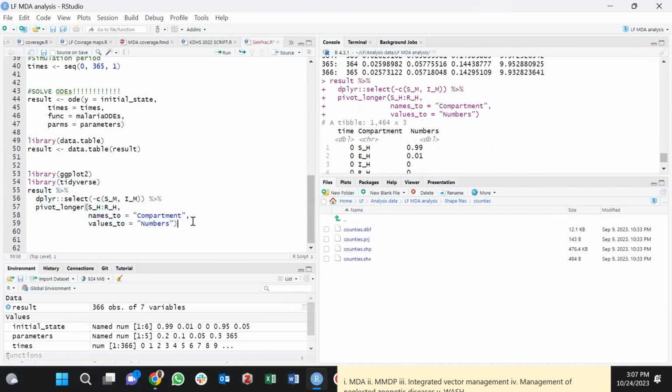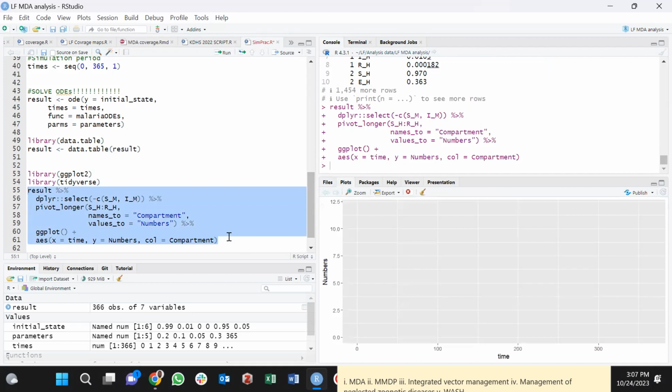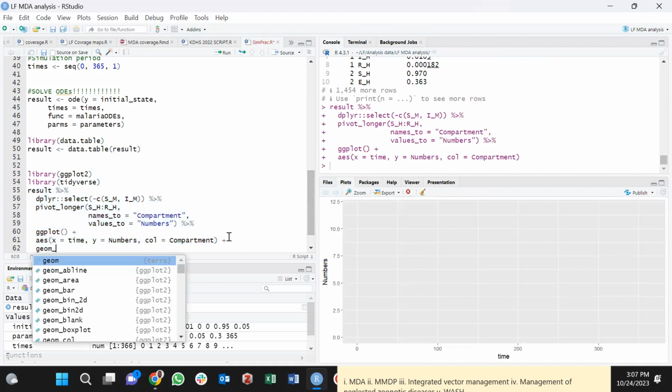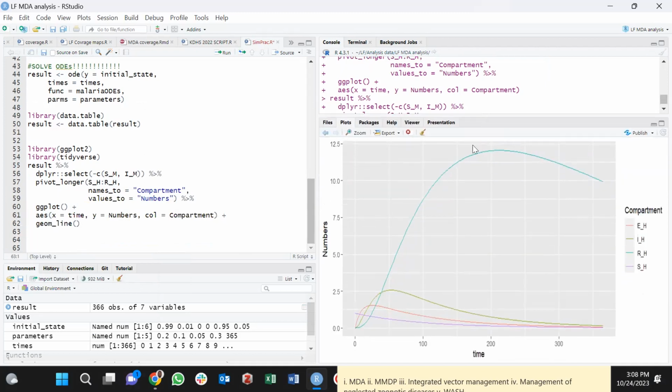Time, compartment, numbers. And then we want to do ggplot, aes. We want our x-axis to be time, y-axis to be numbers. Then we want the color to go to compartment. Let's see if that will work. Sure. Okay. Now we want a geom_line. Sure. Okay. And I'll just push this there.